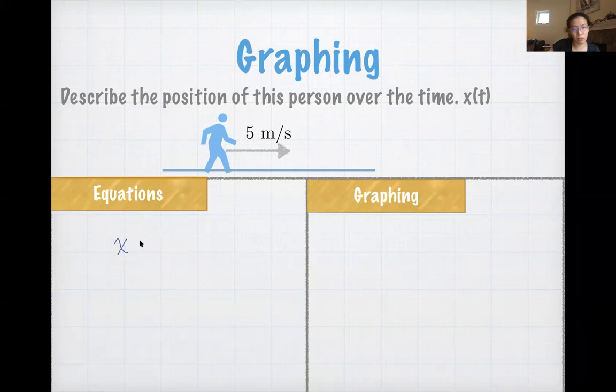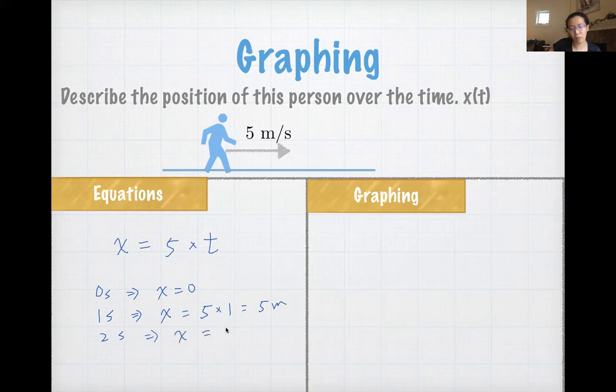So we will know the position is 5 meters per second times the time. At 0 seconds, this person will be at position 0. After 1 second, the person will walk 5 meters because it's 5 times 1, which is 5 meters. And after 2 seconds, this person will be at the position of 10 meters. So this is the power of using equations to describe a motion.